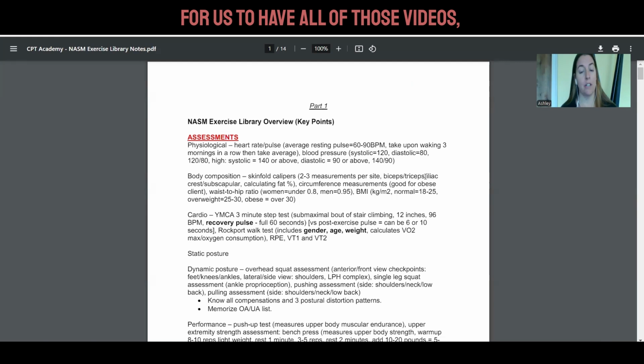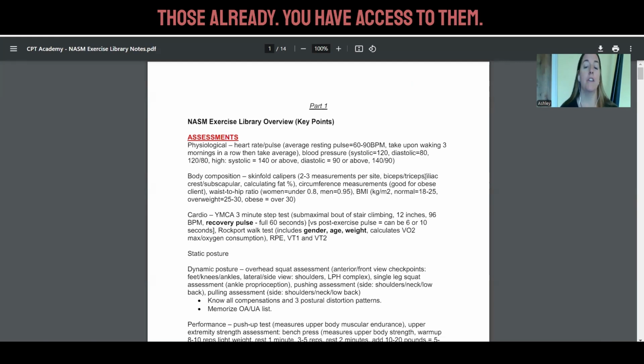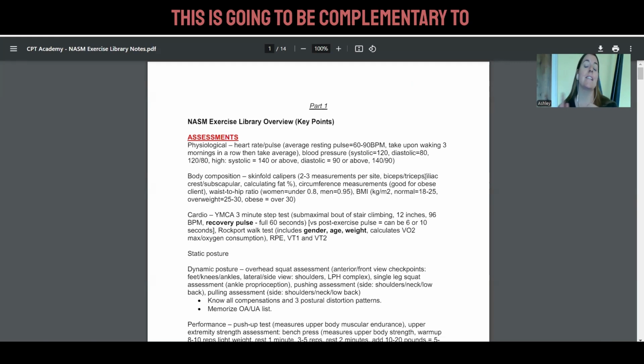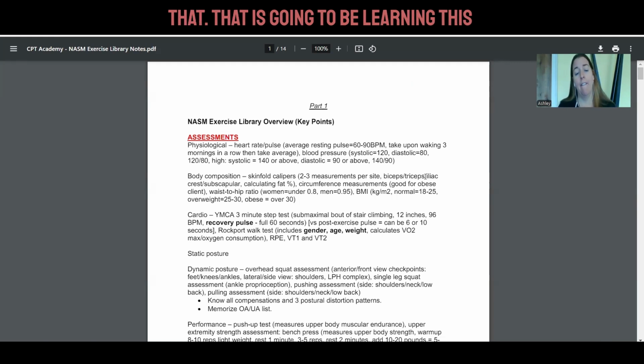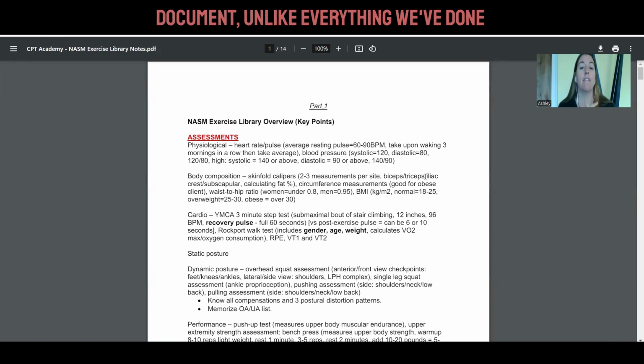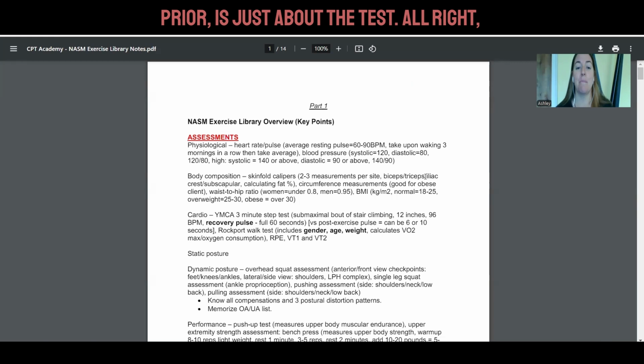And it doesn't make sense for us to have all of those videos because they've done a fine job with those already. You have access to them. This is going to be complementary to that. That is going to be learning the stuff, but this document, unlike everything we've done prior, is just about the test.